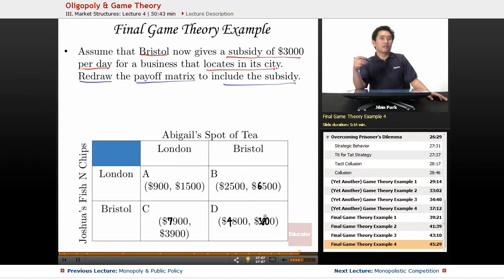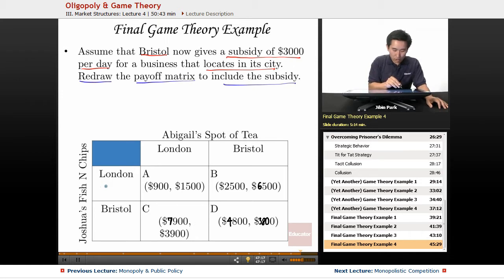Now, kind of interesting. Is this going to change the game theory situation? I mean, a sizable subsidy might actually have an impact in where these individuals will locate here. So if Joshua chooses London, now Bristol is going to be the place of choice for Abigail. If Joshua chooses Bristol, then it's going to be a very close call here, but Abigail is still going to be better off choosing London just by $100. So Abigail here does not have a dominant strategy. So no dominant strategy for Abigail, who is the Y player, and Joshua is the X player here.